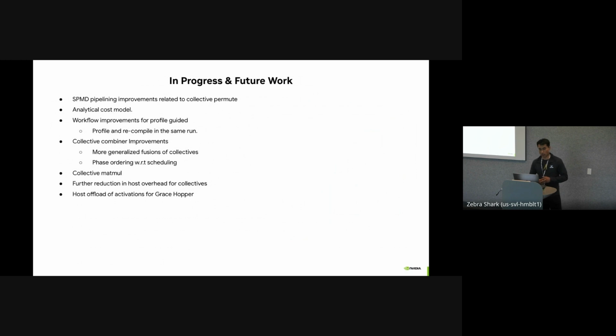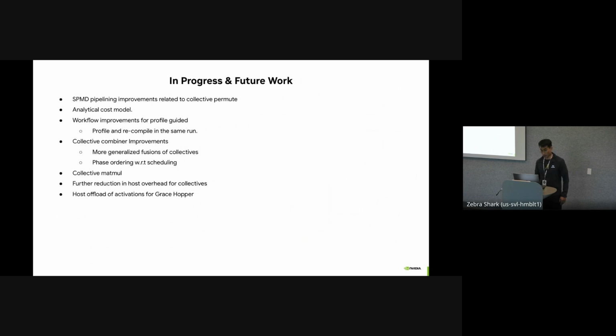And some future work: we are optimizing collective permute to improve the performance for pipeline parallelism. Also, there is ongoing work to improve the analytical cost model. We're also improving the user experience for the profile-guided one. Collective combiner improvements are another important path. We want to fuse as many collectives as possible, so we're trying to generalize the logic there. We're also running experiments with different phase orderings with respect to scheduling, hoping to produce a more optimal schedule.